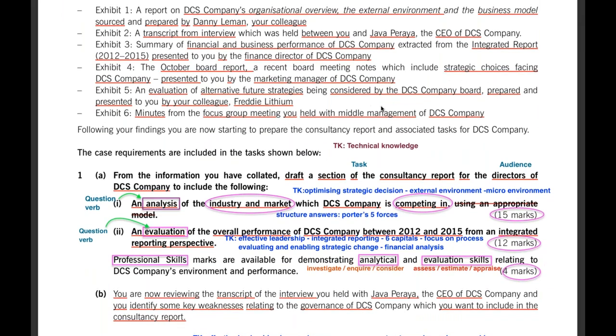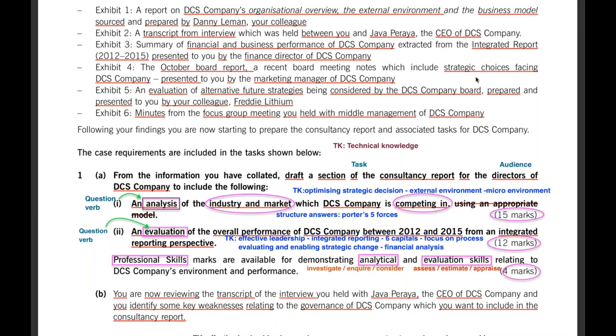So basically, you can actually gauge what an integrated report looks like. They are actually applying integrated reporting. Exhibit number 4, the October board report, a recent board meeting notes, which includes strategic choices facing the DCS company, presented to you by the marketing manager of the DCS.